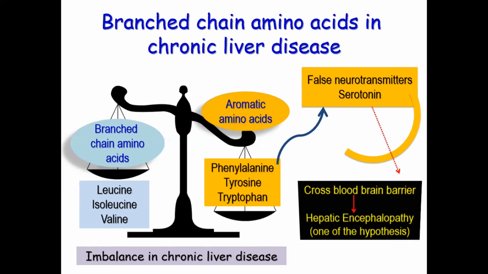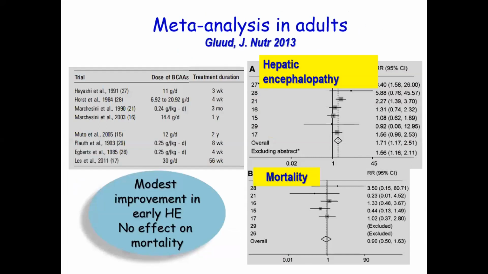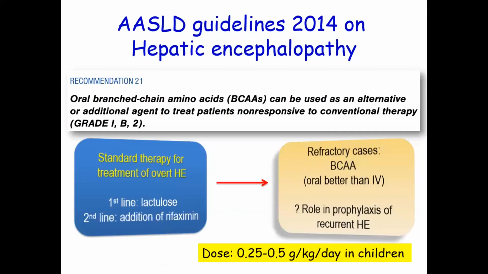So one of the hypotheses of hepatic encephalopathy is giving a lot of aromatic amino acids. So you're going to try and shift your focus of protein management to the branched-chain amino acids. Now, meta-analyses in adults, we don't have in children, have shown that there's a modest improvement in early hepatic encephalopathy when you give a good amount of branched-chain amino acids, but there is no effect on the mortality.